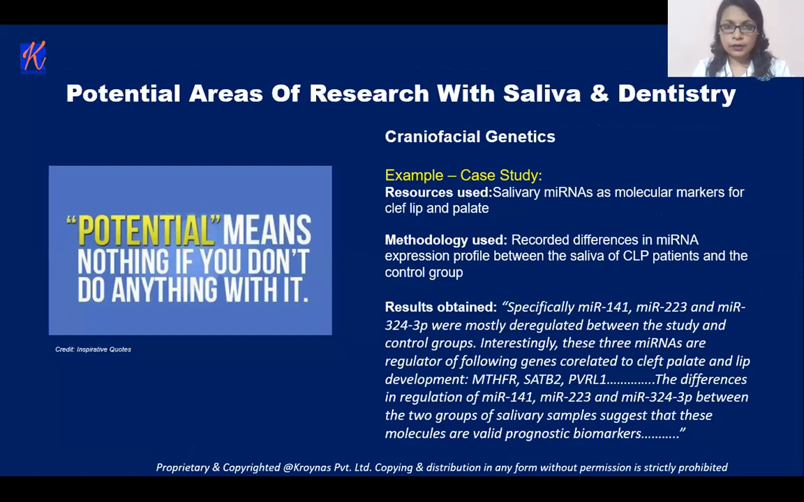Second is craniofacial genetics. I will tell you a very interesting study that has been done here. Why I'm giving you these examples is that it will be easy for me to explain the concept. In one of the studies in craniofacial genetics, they analyzed certain microRNAs and found specifically three microRNAs, for example microRNA 141, 223 and 324-3p, as I have mentioned in the slide. These three microRNAs were dysregulated between the study group and the control group. The study group was cleft lip and palate patients.